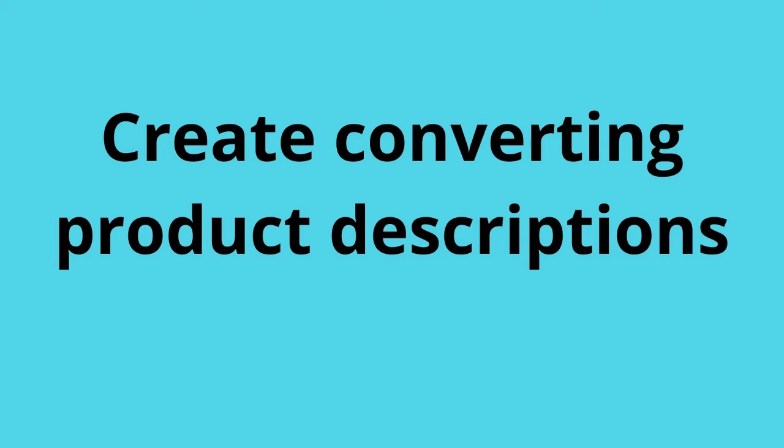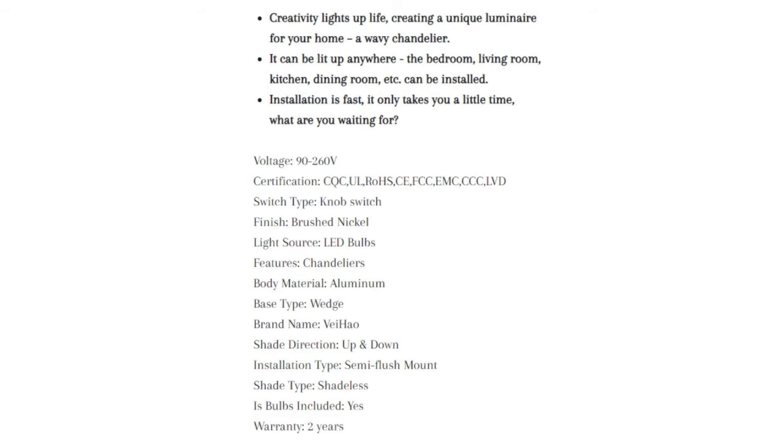4. Create converting product descriptions. Next up is creating awesome product descriptions for your products. Let's start this off by looking at a normal dropshipping product description. You will see these product descriptions on a lot of beginning dropshipping stores. They didn't spend any time on it. Do you really think your visitors will be enticed to buy your product after reading a product description like that?